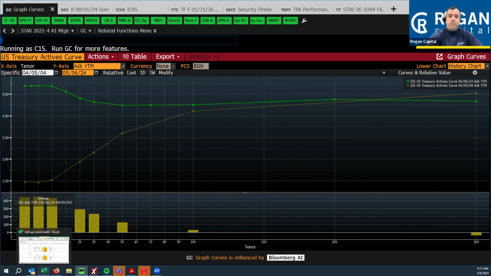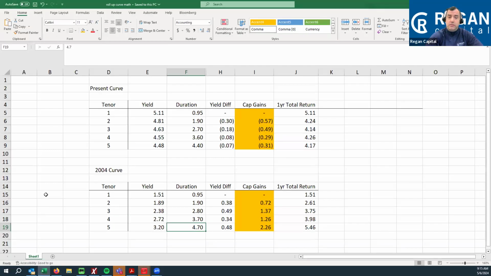Okay, so what does that mean from a total return perspective? So when you roll down the curve from 3.20 to 2.72, that differential is about 48 basis points. You multiply that 48 basis points, call it a half, times your duration of 4.7. That is a capital gain of 2.25%. So you add your coupon or your current yield that you buy it at to your capital gain, you get a total return over the course of that 1 year of owning that 5-year bond of 5.46%.